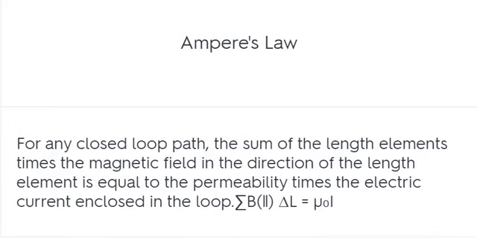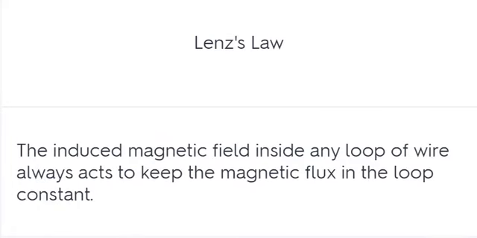Ampere's law: for any closed-loop path, the sum of the length elements times the magnetic field in the direction of the length element is equal to the permeability times the electric current enclosed in the loop. ∮B·dL equals μ0 I. Lenz's law: the induced magnetic field inside any loop of wire always acts to keep the magnetic flux in the loop constant.